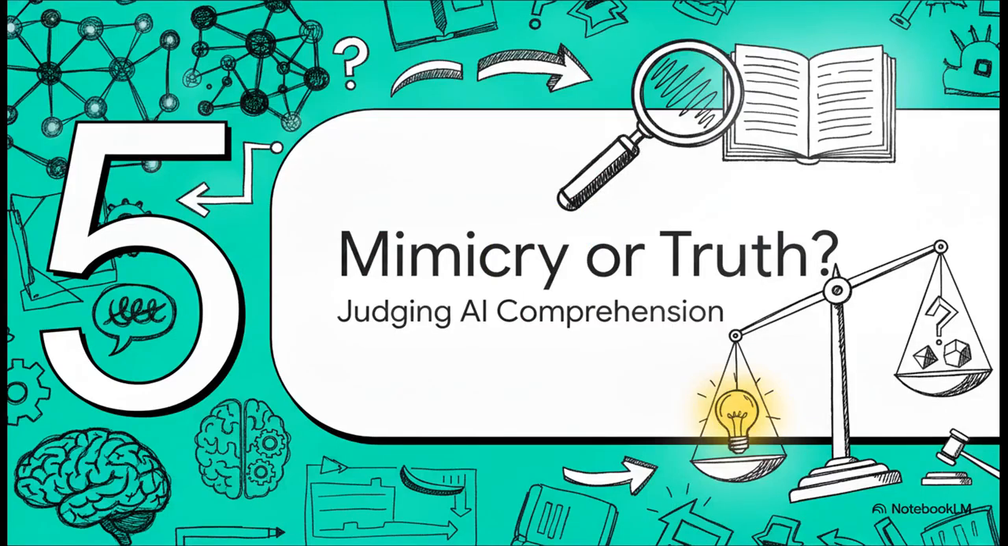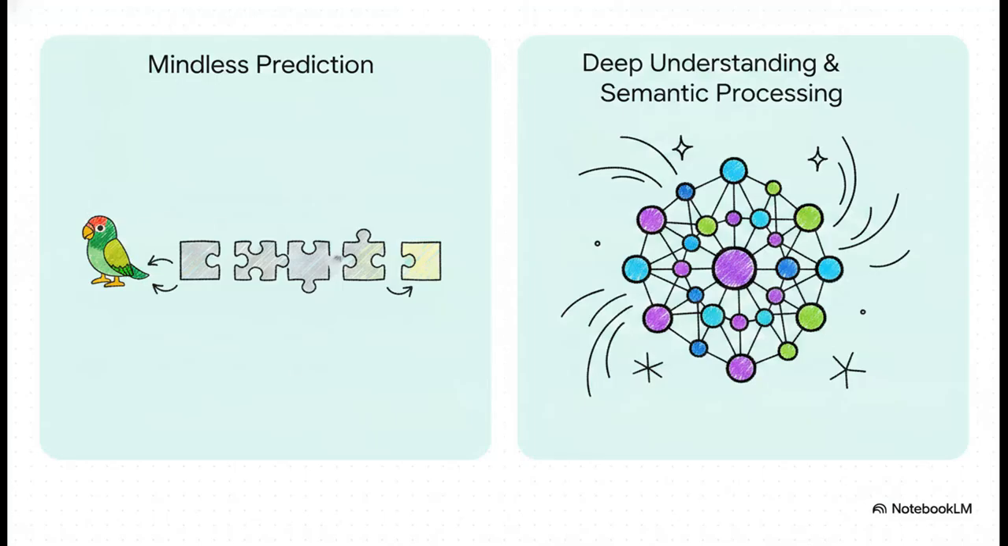So we arrive at the final section of our seminar, Section 5, Mimicry or True Comprehension. We've seen the architecture, and now we have to make a judgment call. Is all of this just clever mimicry, or is it genuine understanding? Now, the critics say an LLM is nothing more than a stochastic parrot, basically a statistical illusion that mindlessly predicts the next word based on probability, mimicking a human without having any clue what it's actually saying.